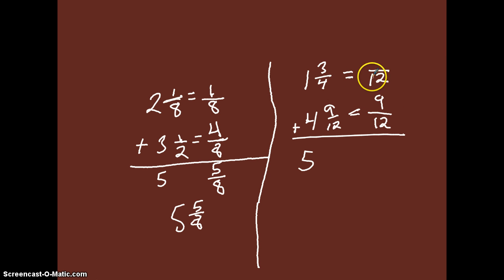4 times 3 gave us 12, so if I multiply the 4 by 3 here, I have to multiply my numerator by 3, and 3 times 3 gives us 9. Now, I add my numerators together. 9 plus 9 gives me 18, and then my denominator comes down as 12.